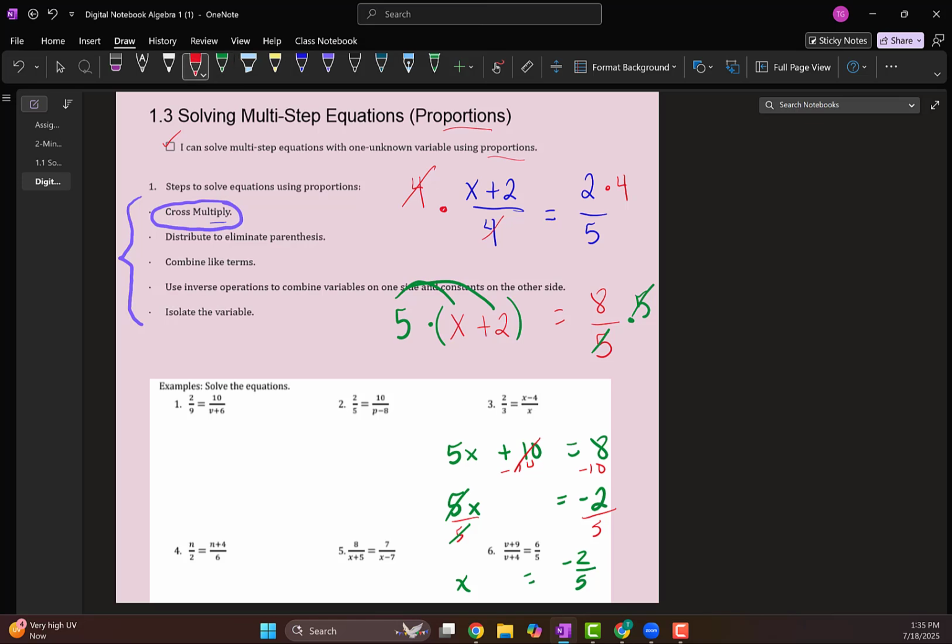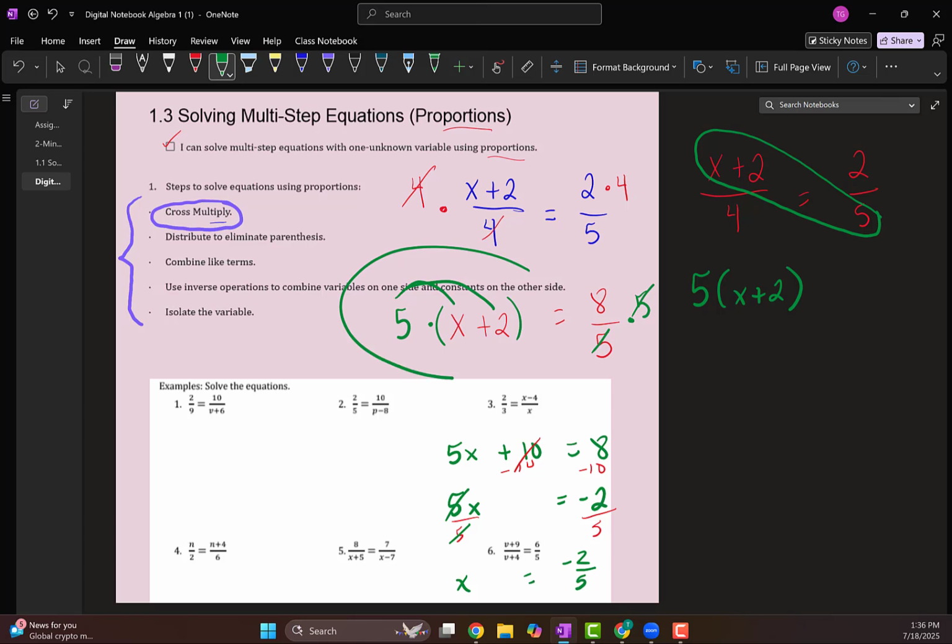The shortcut way using cross multiplication would be, if we rewrite the original problem and do cross multiplication, we're going to multiply diagonally across that equal sign. So we're going to take 5 and we're going to multiply it by all of x plus 2. Which you'll notice is really what we did over here on the left-hand side. It just took a couple extra steps to get to that point.